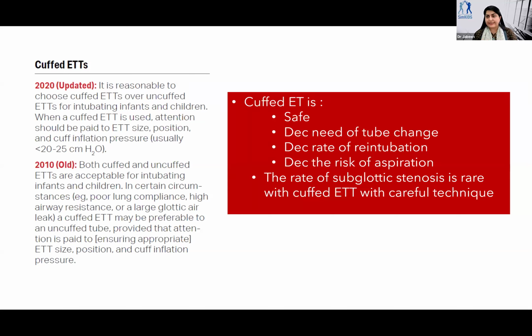So what is our practice at SimKIDS? That definitely after 3 months, we use cuffed ET tubes. We are not using uncuffed ET tubes in children more than 3 months. But as per the PALS recommendations, it is safe to use cuffed ET tubes after the neonatal period. And remind you, the PALS updates are for after the neonatal age. For neonatal resuscitation, there are separate guidelines. So the new recommendation is that cuffed ET tubes are safer to be used in pediatric patients as per the last updated guidelines.